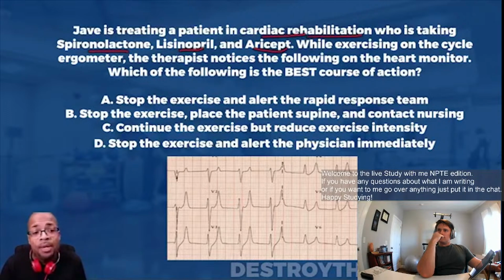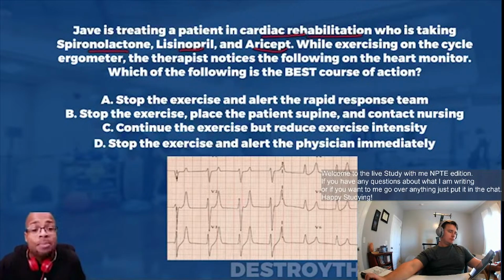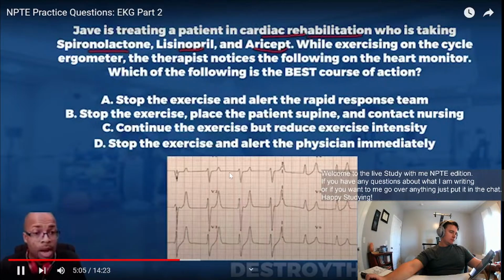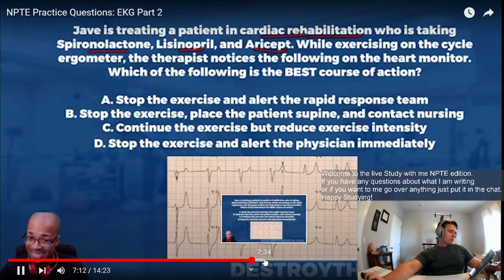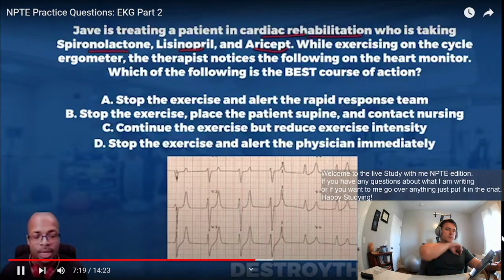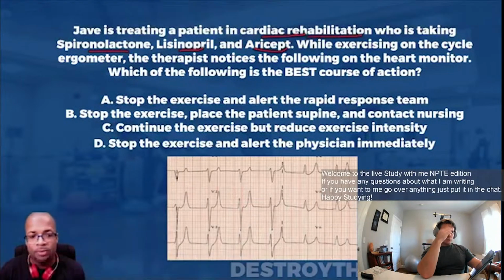So what tends to happen is the patient can build up the amount of potassium in their bloodstream, creating a condition called what? Hyperkalemia, all right? Oftentimes confused for, I see it every single time. E or D, lock it in. Okay, so I want to dissect these one by one. First one is stop the exercise and alert the rapid response team. Well, this is what I'm getting from this question.